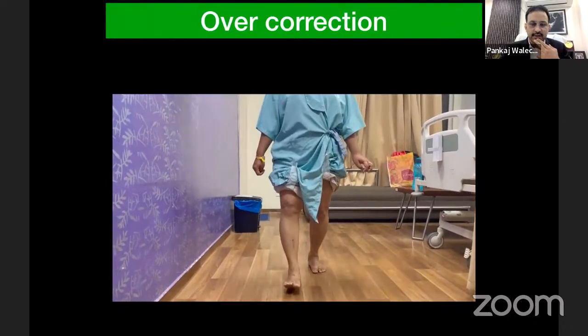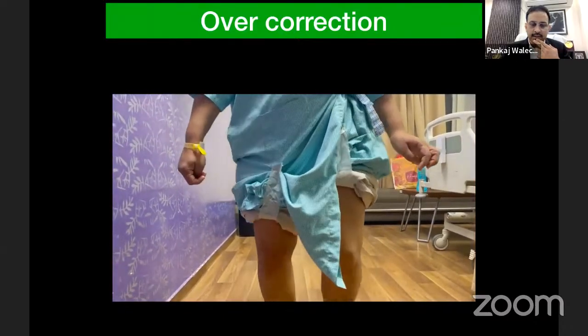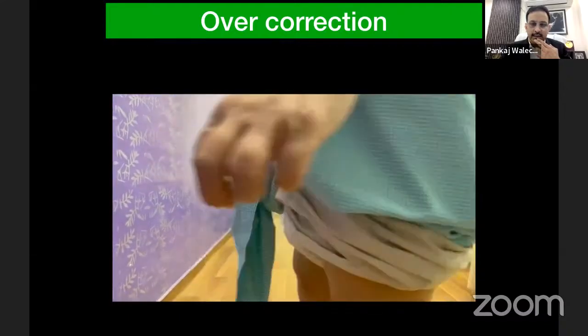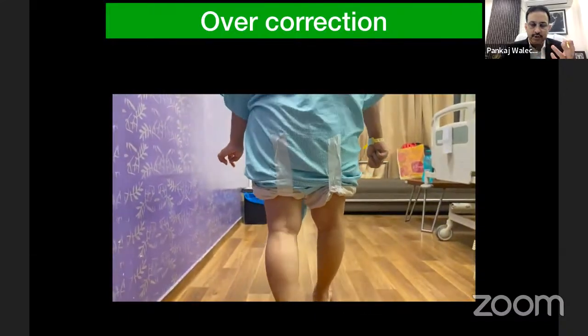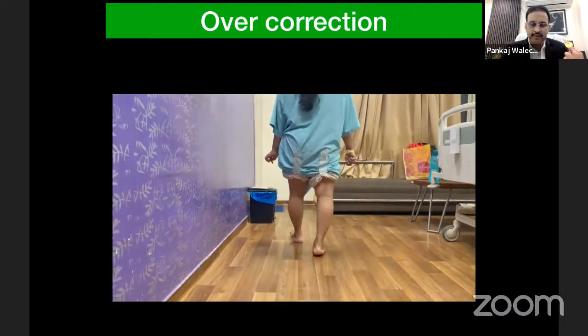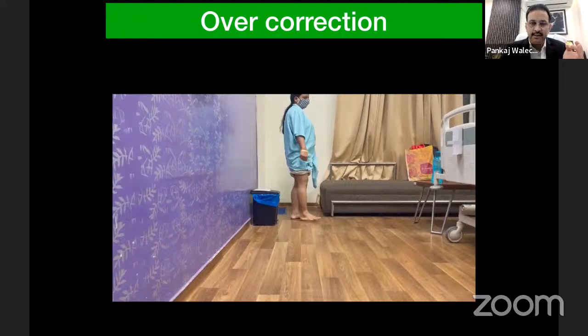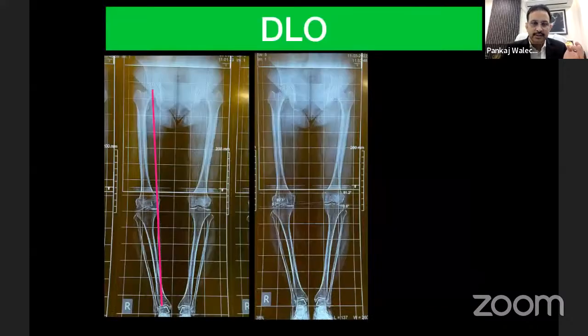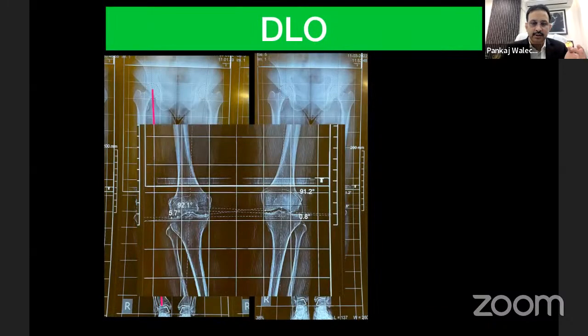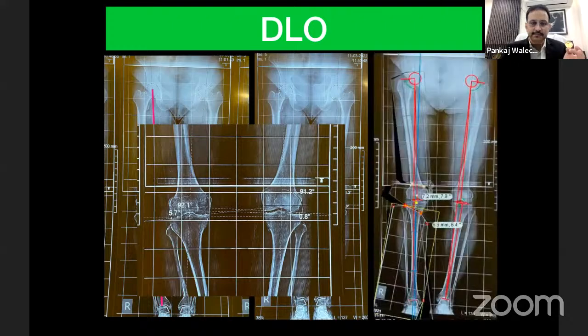She's walking with a significant varus thrust, and she's a young 46-year-old lady. Whenever you see this varus thrust, you should always think in your mind whether there is some deformity in the femur, even in a varus knee. This patient has a significant mechanical axis deviation, and besides the MPTA, the LDFA is also increased, at 92.1 degrees.